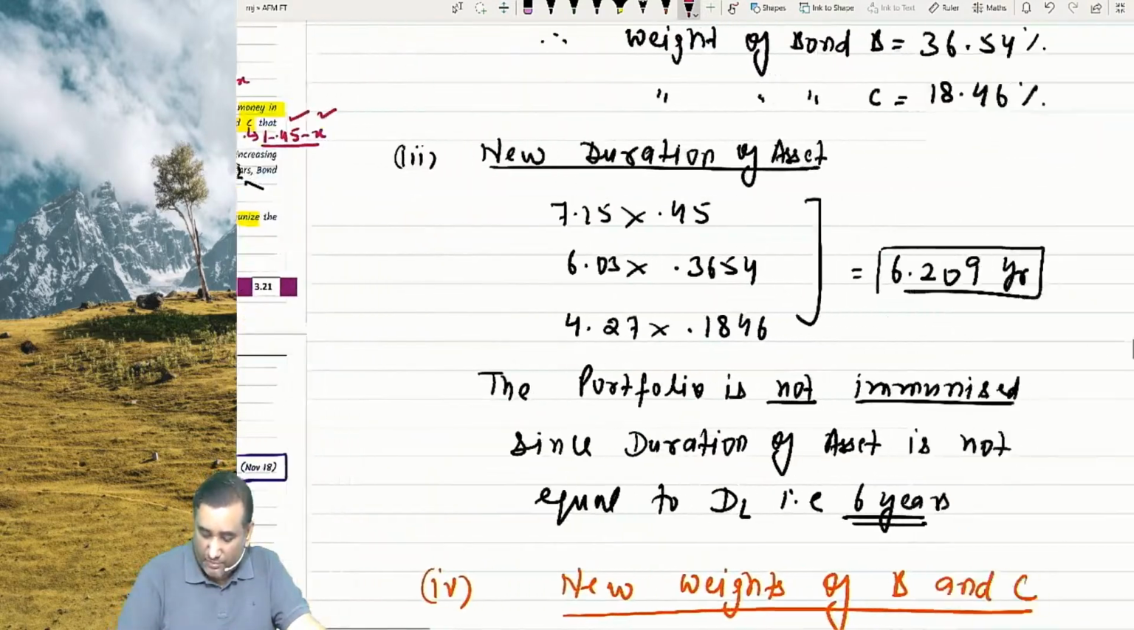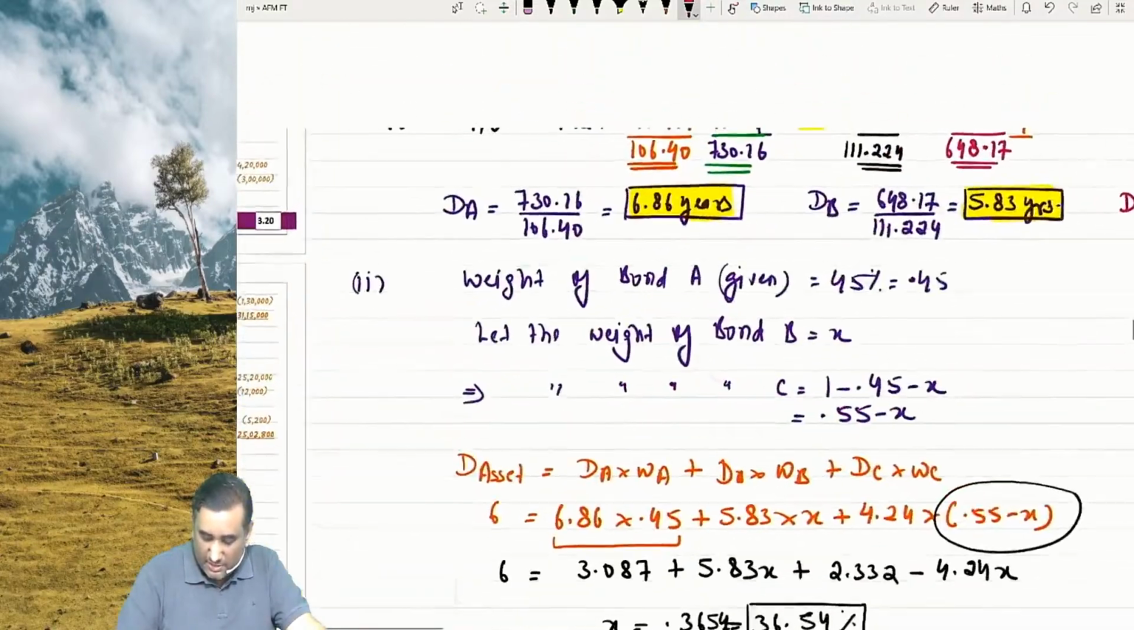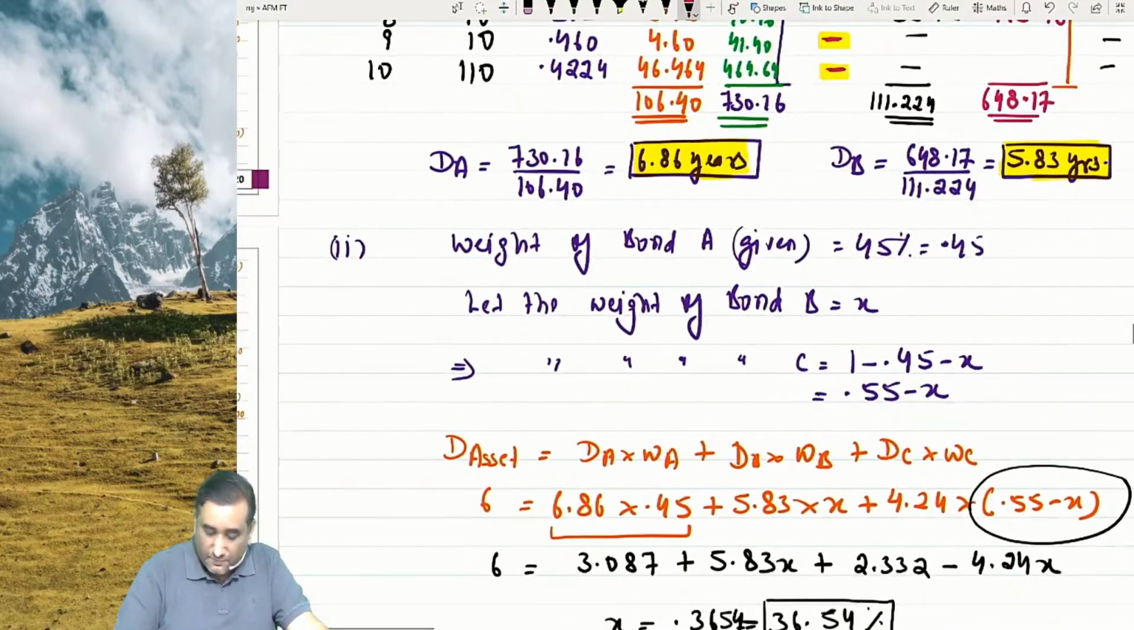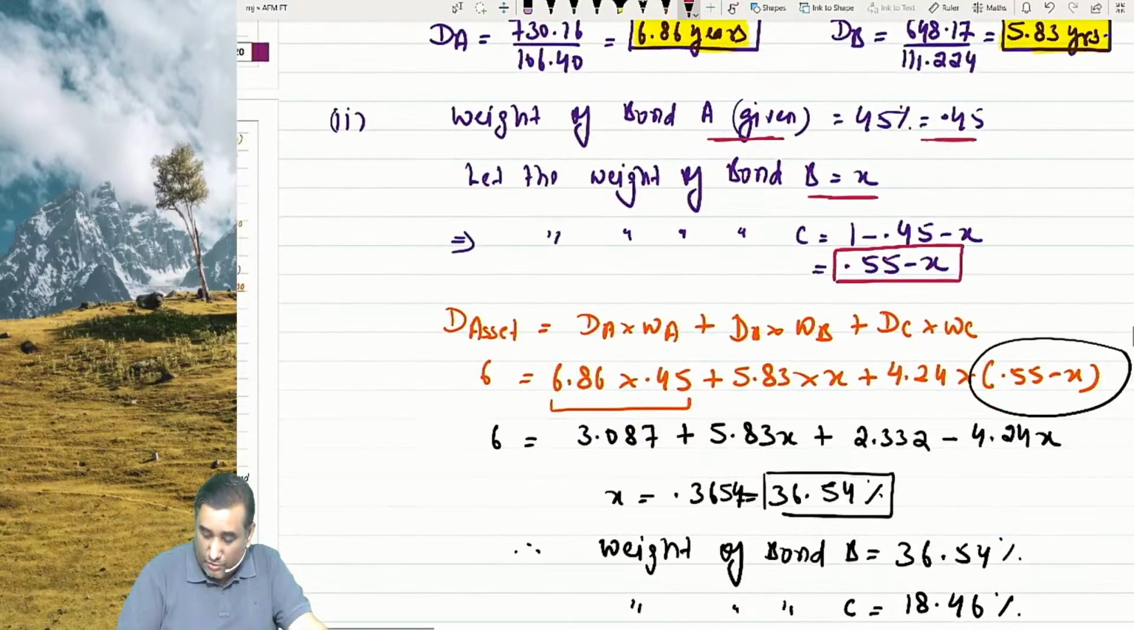So what we need to get from the second part, look at the second part please. Let the weight of bond A, given in the question, be 45, the weight of bond B X, and the weight of bond C will be 0.55 minus X. So the duration of the asset would be equal to A into weight of A, B into weight of B, C into weight of C.